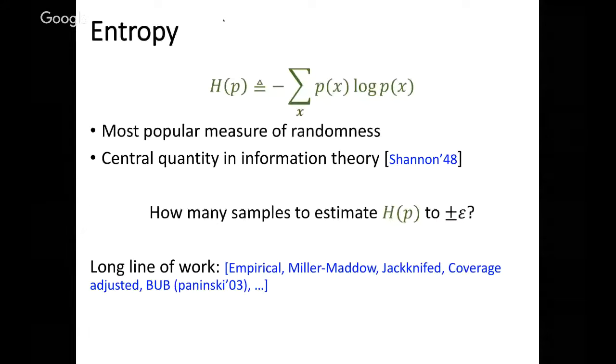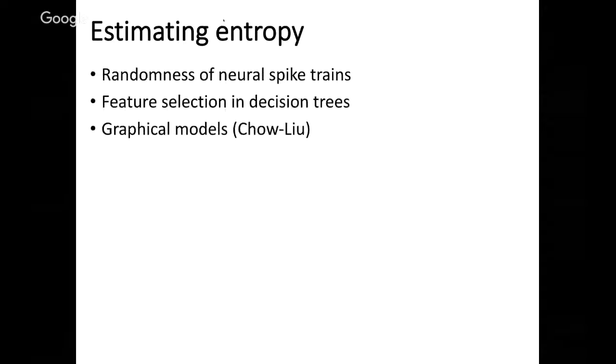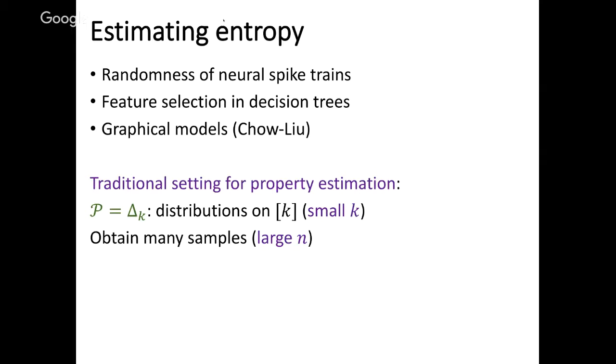So why are people interested in estimating the entropy? This has many applications, and I'll mention a few. The first is to measure randomness in neural spike trains: you want to estimate how much randomness there is in brain signals. It's also used in feature selection for decision trees, and it's one of the most popular methods for graphical model selection in an algorithm called the Chow-Liu algorithm. And the following is the traditional setting in which this problem has been studied.